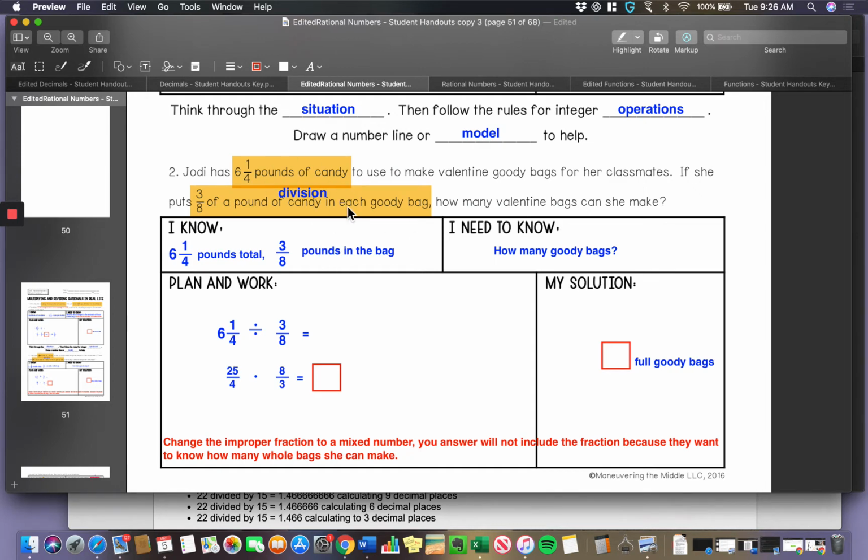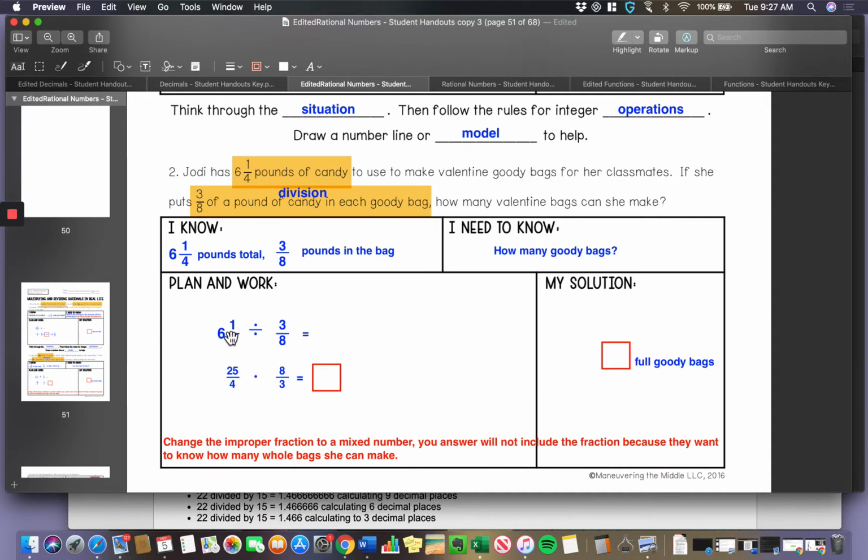So what I understand here is that this is going to be division, because she's going to be dividing up the 6 1/4 pounds by 3/8 of a pound. So she's going to take the 6 1/4 and divide it by the 3/8 she wants to use to figure out how many Valentine's bags she can make. So again, I set you up right here. Now, the important thing to remember here is that we got to convert a mixed number to an improper fraction, and this is your dividing fraction.